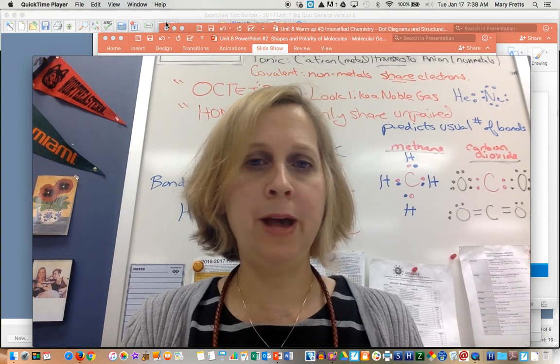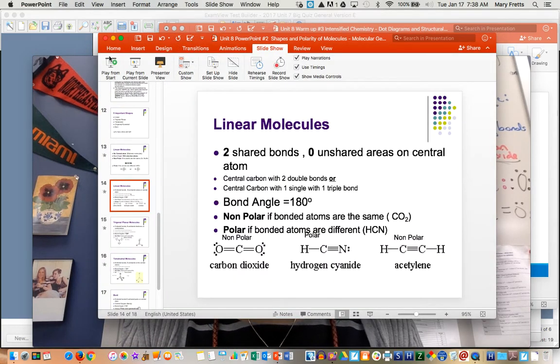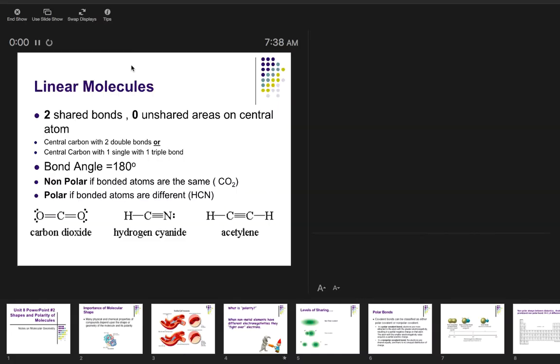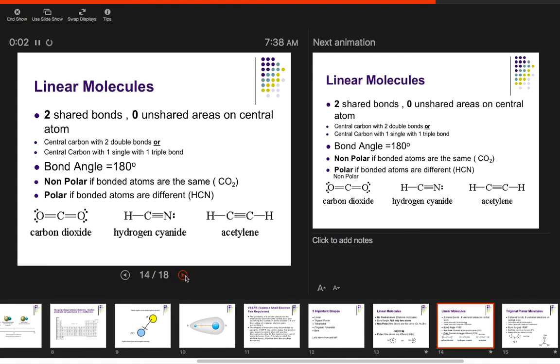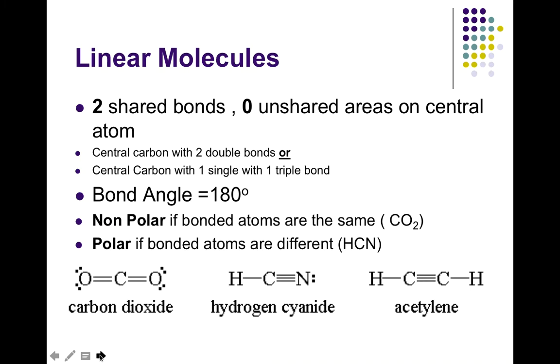Okay, let's go back and play from the current slide. So that's the second row. Okay, now let's go to the third row. Next shape.